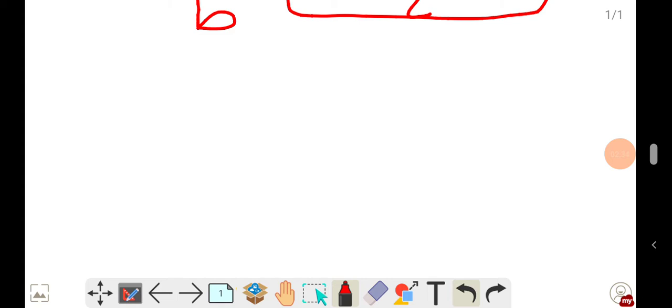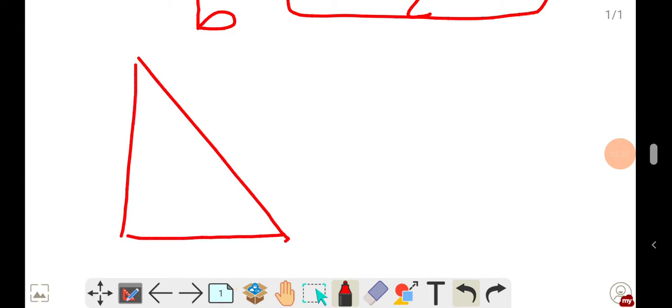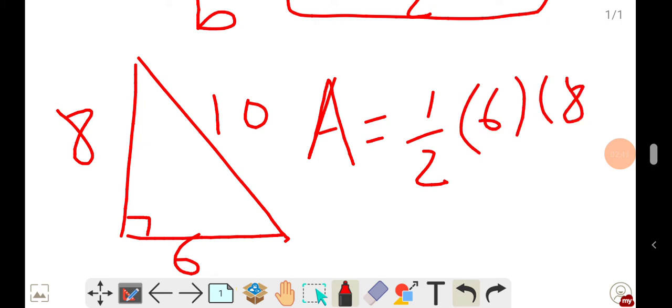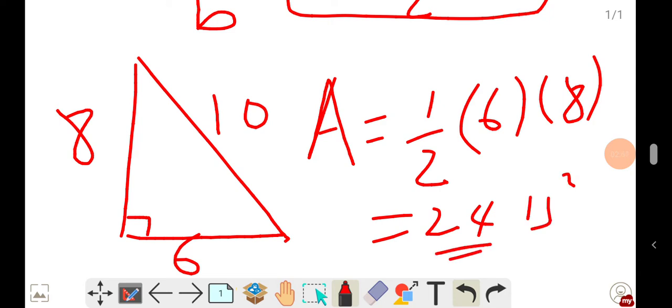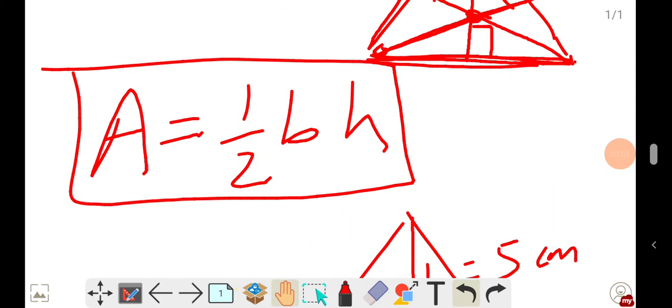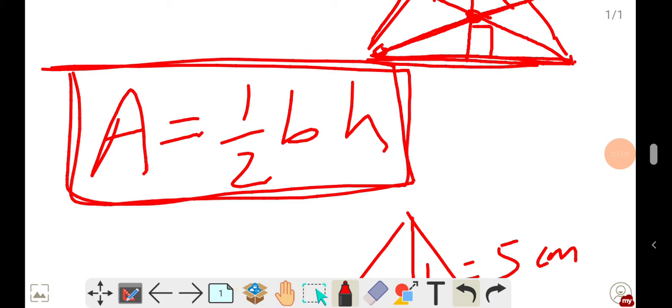For example, if we have a right angle triangle, let's say the two legs are 8 and 6 and the hypotenuse is 10. And if we need to find the area, simply half times the product of 6 and 8, which will be 24 unit square. If the unit is meter, it will be meter square. If the unit is centimeter, centimeter square, doesn't matter. Anyways, what you have to focus on, in case of area of a triangle, if the base and the altitude are given, we can apply the formula half times base times height. This is the first possible case.